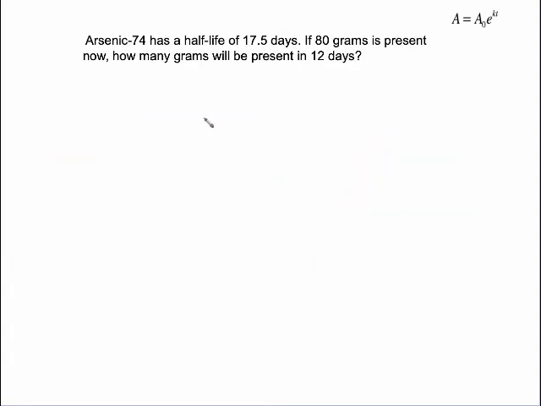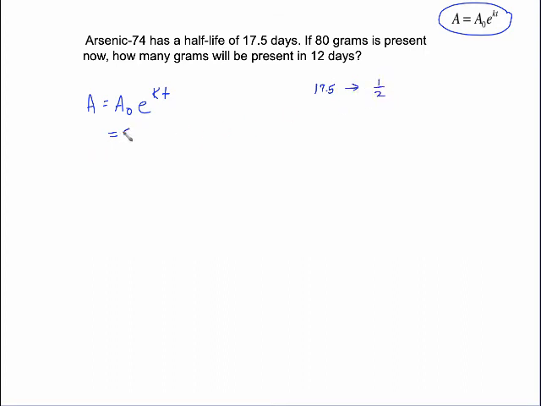So let's look at another one like this. This one now we have arsenic 74 has a half-life of 17.5 days. If 80 grams is present now, how many will be present in 12 days? This is the exact same problem with just the fact that now it's arsenic, which has a different half-life. So here's the same formula that we're using. So we have A equals A sub 0 e to the kt. Half-life is 17.5 days. That means after 17.5 days, that half will be left.